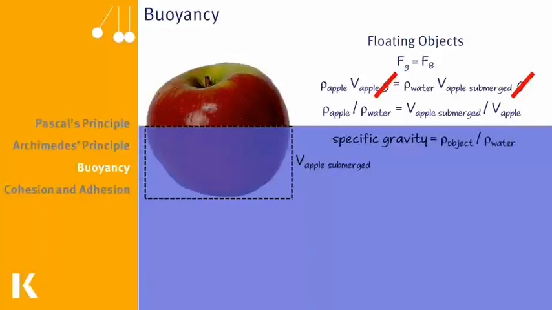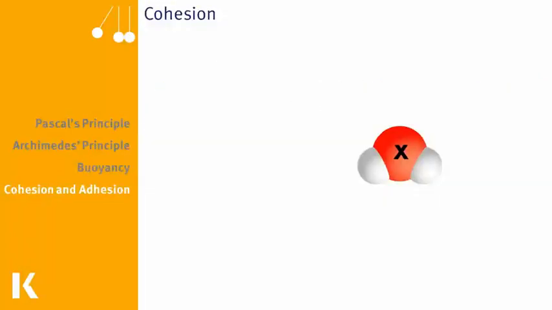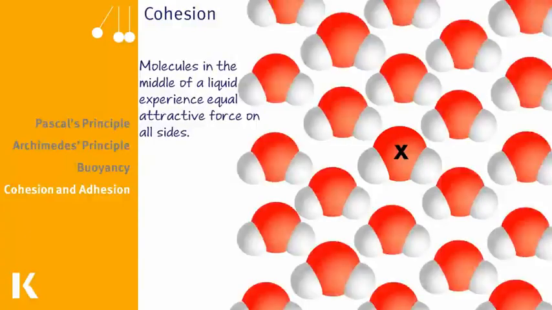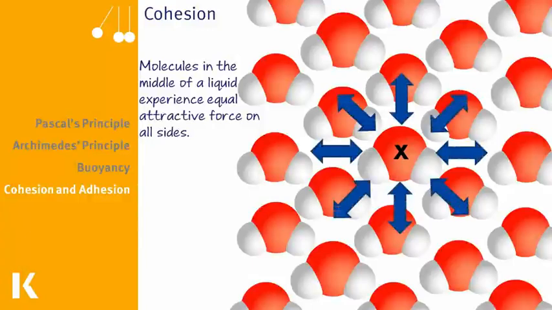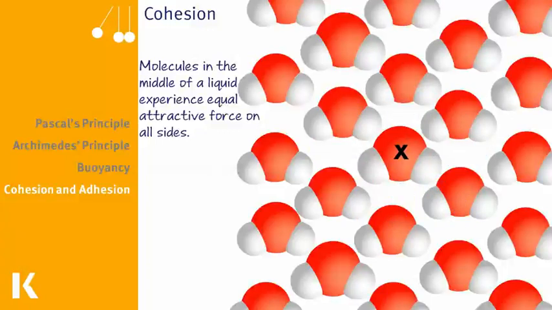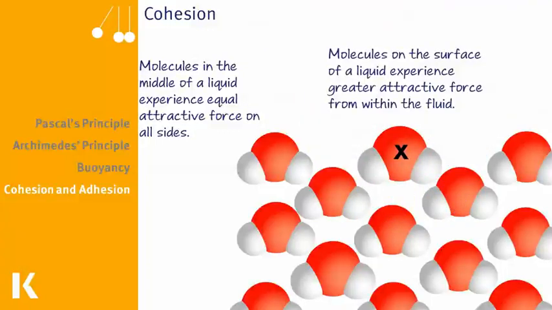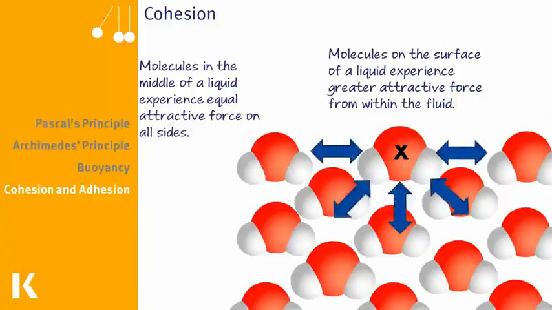Let's shift gears again into our last topic for this video, cohesion and adhesion. In any liquid, a molecule resting in the middle of that liquid experiences equal attractive forces on all sides because it is surrounded by identical molecules. As such, that molecule is in equilibrium and is not being pulled in any direction. But let's look at a molecule on the surface of this liquid. These surface molecules are feeling greater attractive forces from the other liquid molecules than from the air above them. The net force pulls them towards the center of the liquid.